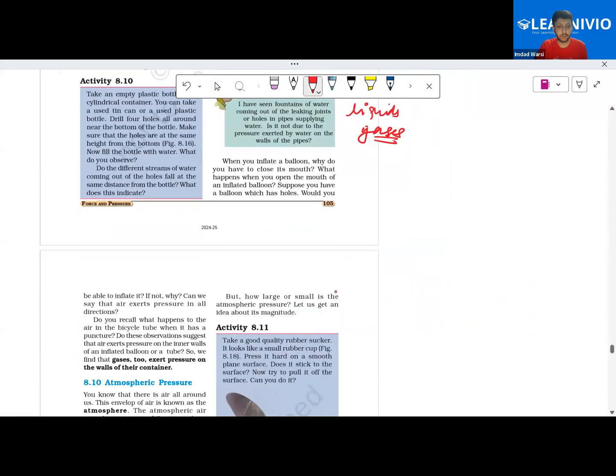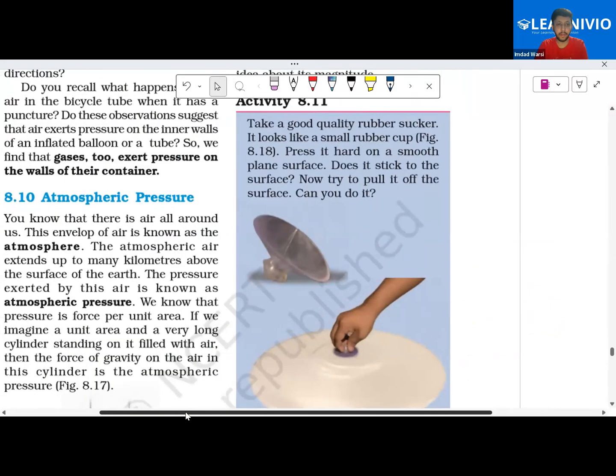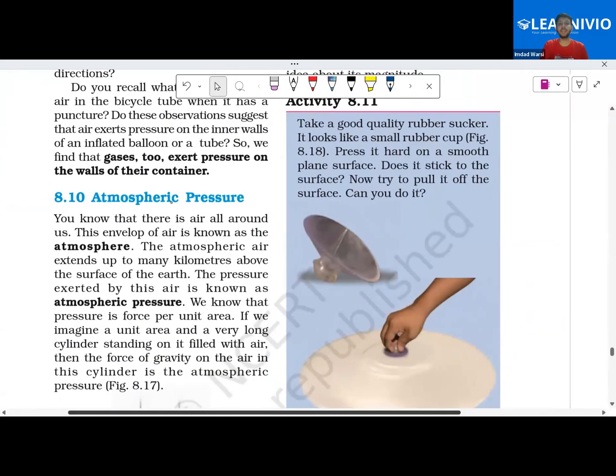Let's try to solve some questions. Atmospheric pressure, this was left to see. You know that there is air all around us, and the envelope of air is called atmosphere. Atmosphere is a thick layer of air, and there are certain levels of it, like stratosphere, mesosphere, ionosphere, exosphere, depending upon the range. As up you go, the level will change. The atmospheric air extends up to many kilometers above the surface of the Earth.